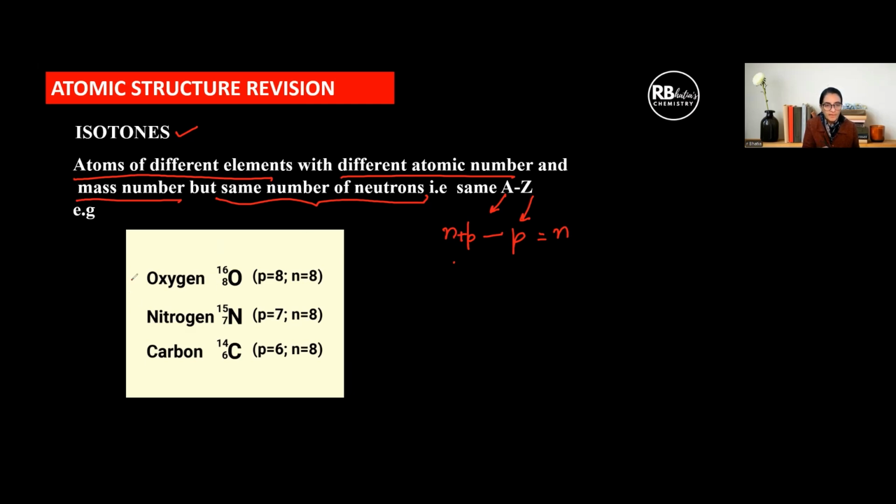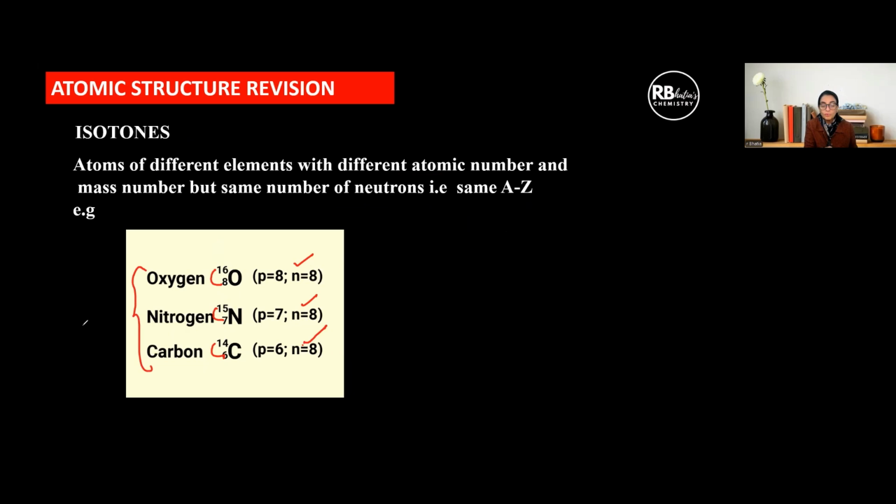For example, if I have these 3 species, they have different atomic number and different mass number. But if you look at the number of neutrons in each case, 16 minus 8, number of neutrons is 8. 15 minus 7, neutrons is again 8. 14 minus 6, neutrons is again 8. So these 3 are isotones. Different atomic number, different mass number, different element, but the number of neutrons is the same.